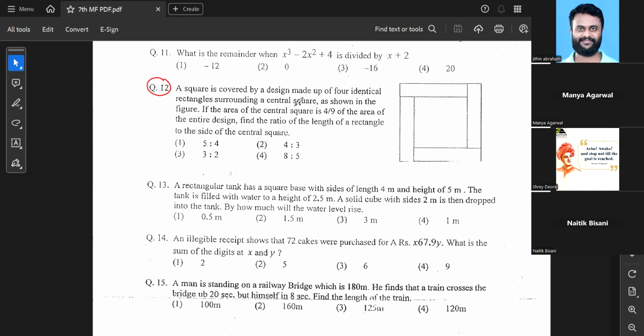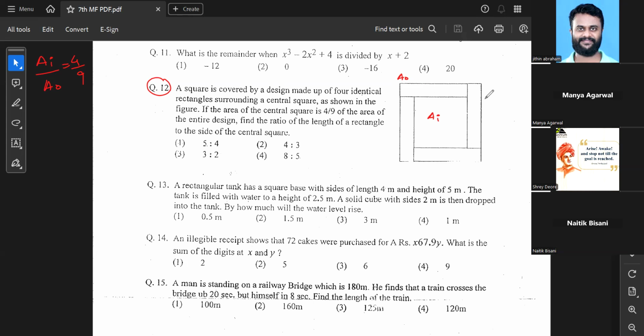A square is covered by a design made up of four identical rectangles surrounding a central square, as shown in the figure. The area of the central square is 4 by 9 of the area of the entire design. So, inner area is 4 by 9. I'll call this A inner, and the outer area A outer. So the ratio of A inner to A outer is 4 upon 9. Find the ratio of the length of the rectangle to the side of the central square.